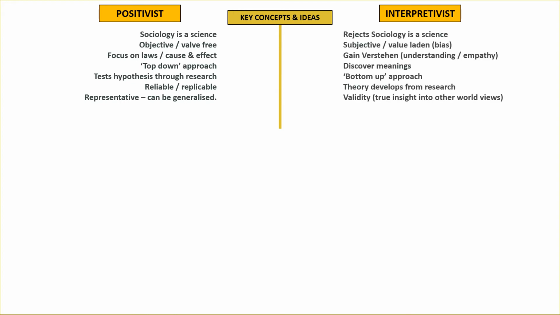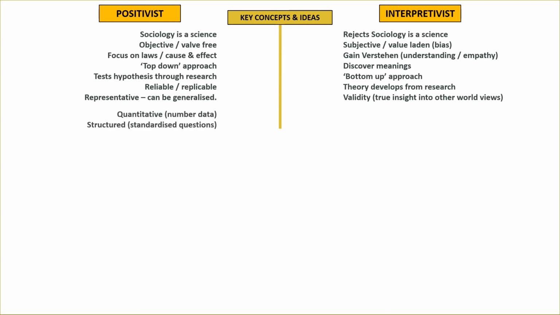Interpretivists, on the other hand, are the complete opposite. They reject sociology as a science. They're very subjective. They like and include value-laden or bias in their research. They want to gain Verstehen, discover meanings. Their theory develops from the research, and there's a high level of validity to the data they collect.